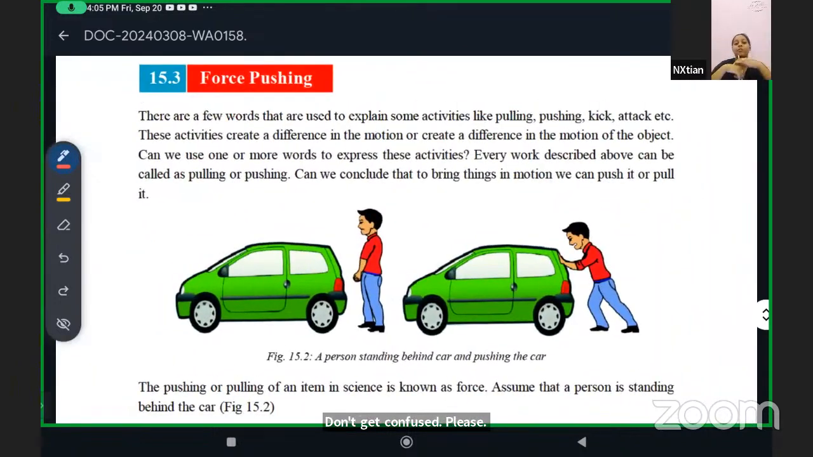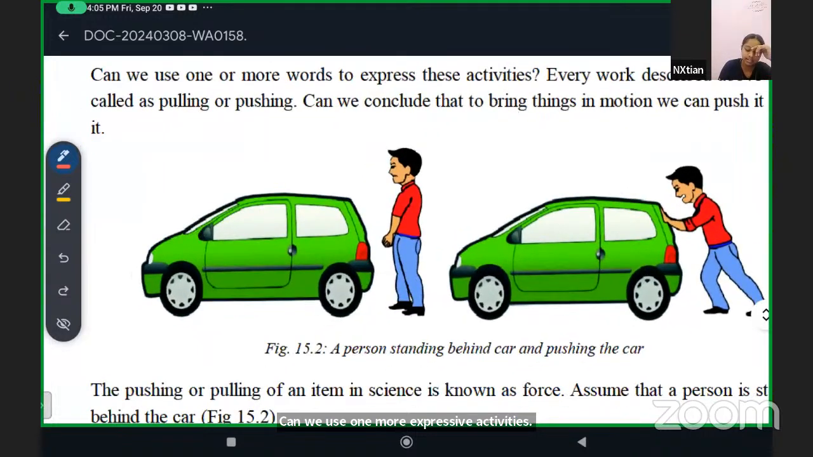Then we have force, pushing. Now, there are a few words that are used to explain some activities like pulling, pushing, kick, attack, etc. These activities create a difference in the motion of the object. Can we use one or more words to express these activities? Now, this person is standing behind the car. In the first image, the person is standing behind the car. The car is in what? A static position.